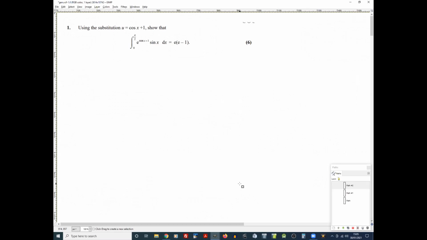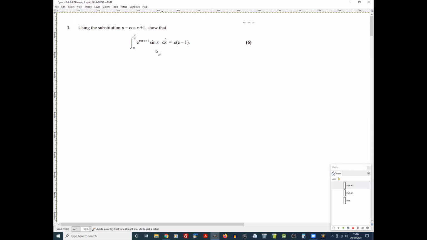Integration by substitution here? Okay. If they've told you the substitution, then we just take them literally, don't we? Let's start by finding a few things that fall out of that. Almost certainly, we might like to have sine x somewhere along the line. So when we see the sine x there, let's get sine x in terms of u.